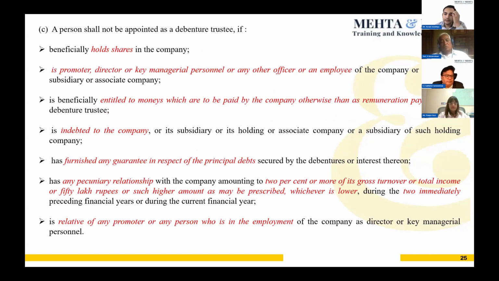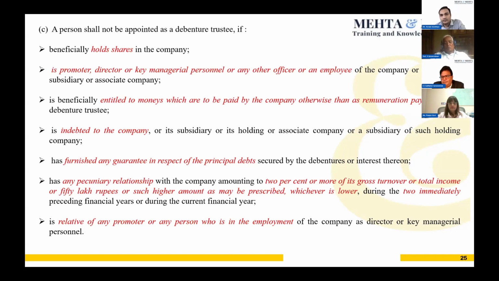And while identifying the person to be appointed as a trustee, the Act is very clear, which states the person shall not be holding any beneficiary shares in the company, shall not be the promoter, director, KMP, or any officer or employee of the company, or its holding, or its subsidiary or associate. Similarly, he is not a beneficiary entitled to money which is to be paid by the company otherwise than as remuneration payable to the trustee, and shall not be indebted to the company, its subsidiary, its holding, its associate, or a subsidiary of such holding company. Here, it goes beyond a layer which has been covered so far. It states, or a subsidiary of such holding company.